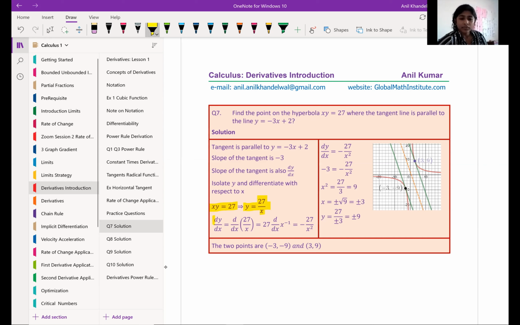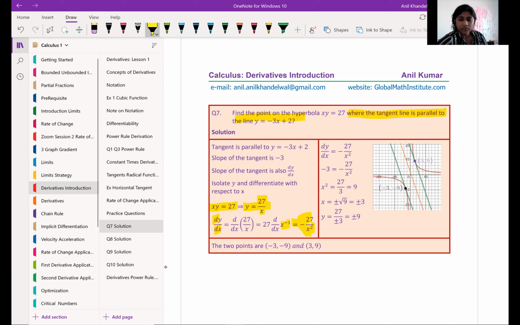Then finding the derivative means dy by dx, applying the rule. x is to the power of minus 1, correct? So I've rewritten this as x to the power of minus 1, bringing the minus 1 down, and then minus 1 minus 1 gives me minus 2. So that goes into the denominator. So the derivative is minus 27 over x squared. Now, in the latter half of this question, we are saying where the tangent is parallel to this particular line.